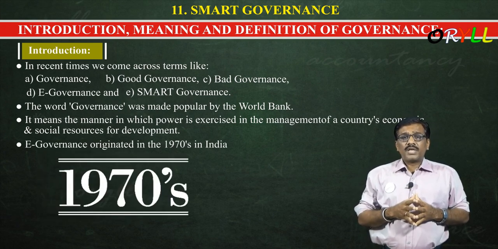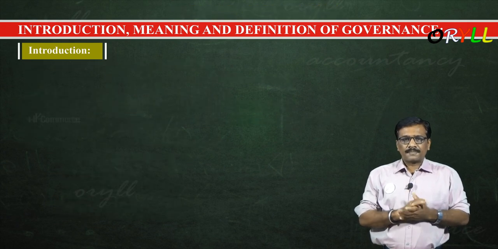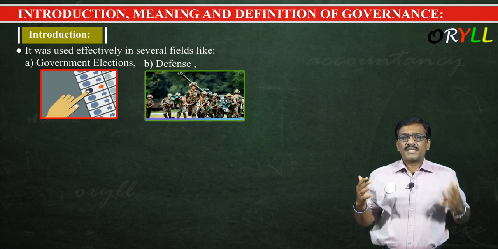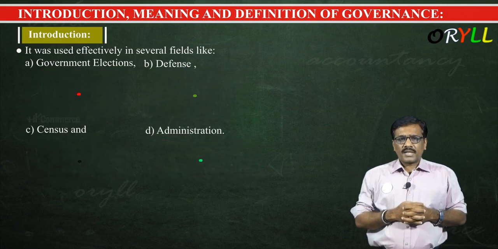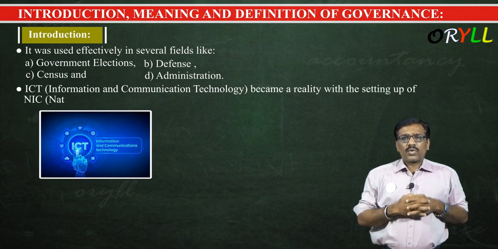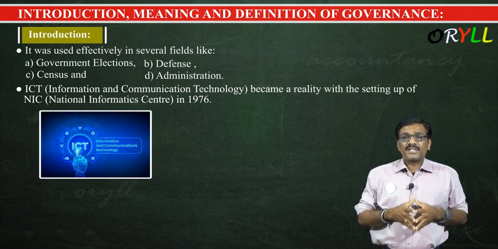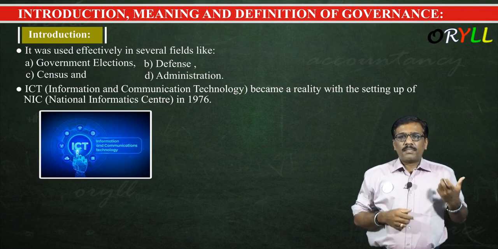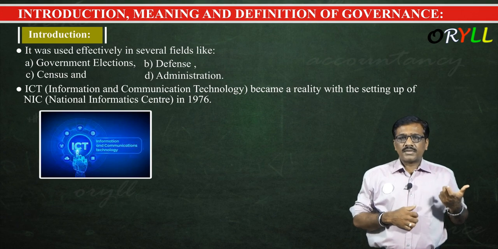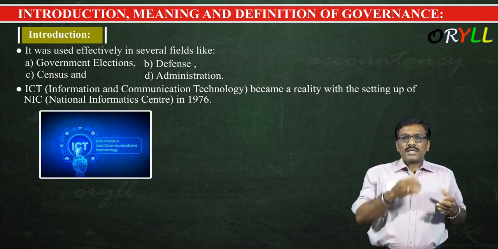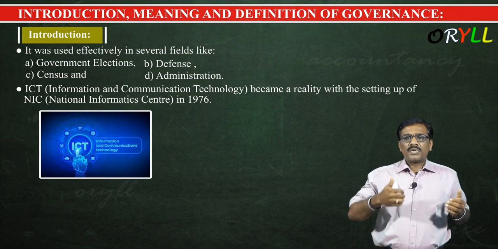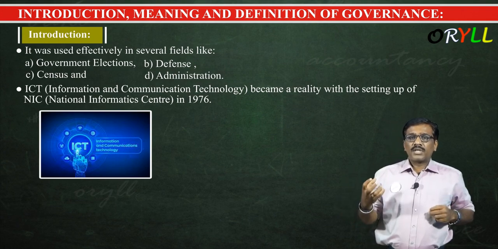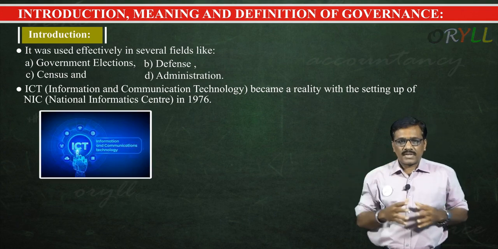So e-governance originated in the 1970s in India. It was used effectively in several fields like government elections, defense, census and administration, and so many other areas. Information and communication technology became a reality with the setting up of NIC, that is National Informatics Centre, in 1976. See, by introducing this organization, the NIC, this ICT, what is ICT? Information and communication technology has become a reality. It means now the government started using information and communication technology in all the development and welfare activities for the nation.